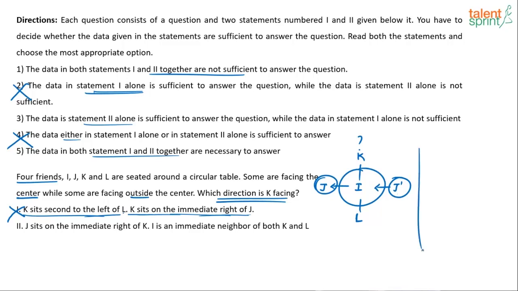Now let me try statement 2. What is statement 2? J sits on the immediate right of K. I is an immediate neighbor of both K and L.